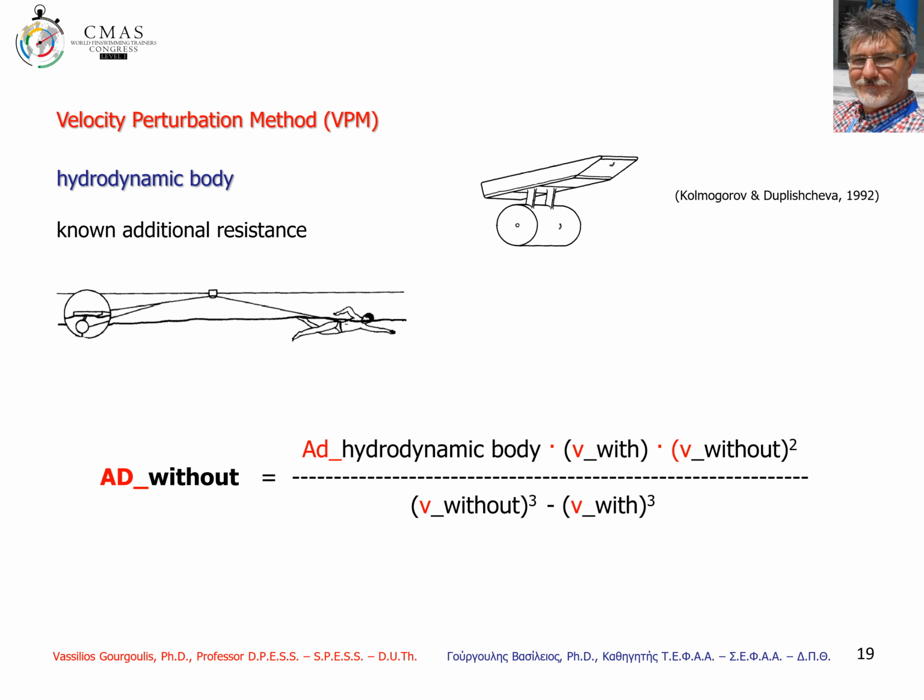using this equation, where AD hydrodynamic body is the known added resistance due to the hydrodynamic body, V without corresponds to the speed of the swimmer without the added load, without the added resistance, and V with represents the speed of the swimmer with the added load, with the added resistance.